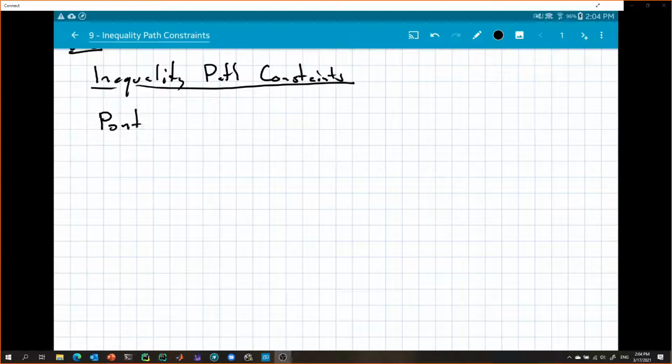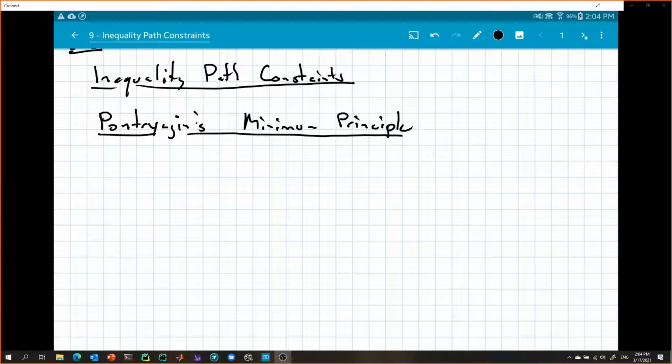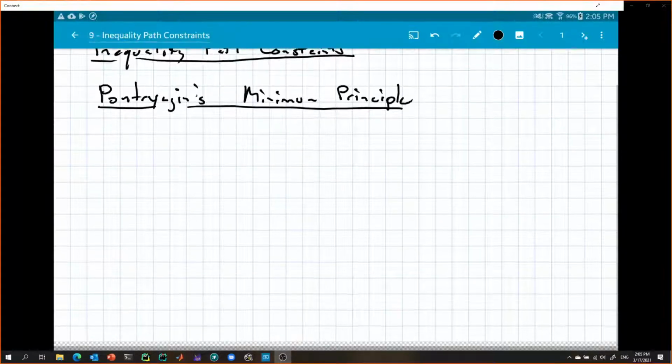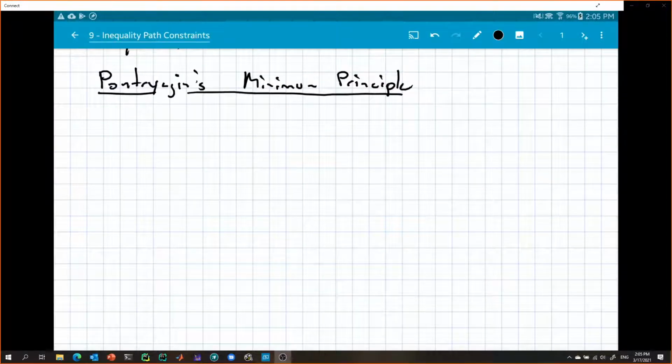And this is Pontryagin's minimum principle, or as he actually posed it, the maximum principle. He was a Russian guy, and in Russia, during the Soviet era, they maximized things, while here in the West we minimize things. So we changed his maximum principle to a minimum principle.